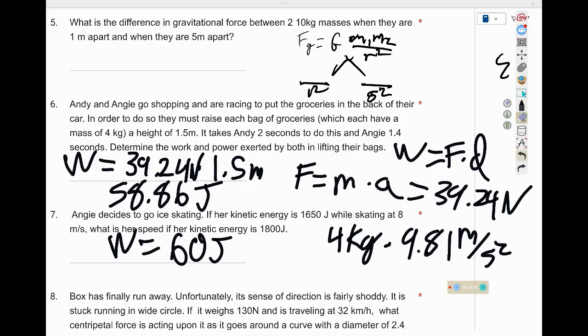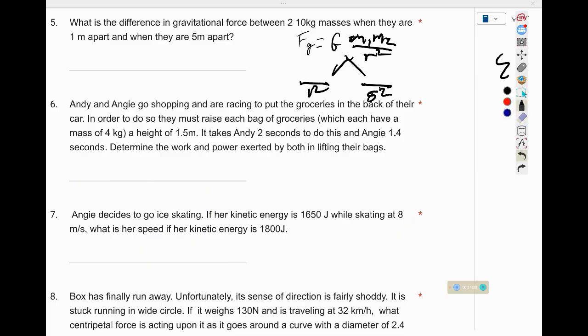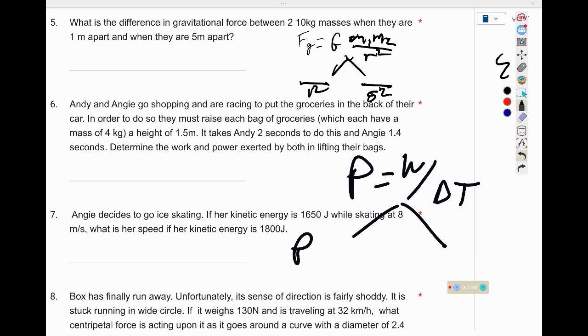Okay, so what we would then do is we know that power equals work divided by time, so we would figure out Andy's power and Angie's power, right? And so we would just do the work that we just did, divided by each of their time, and that will tell you how much they do.